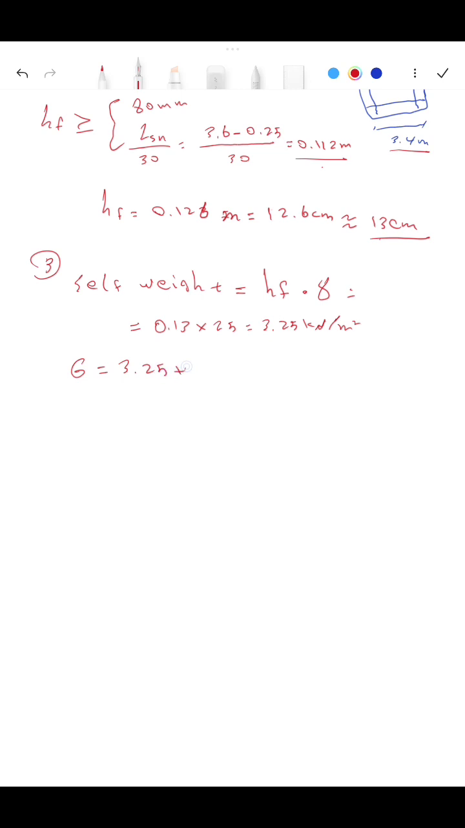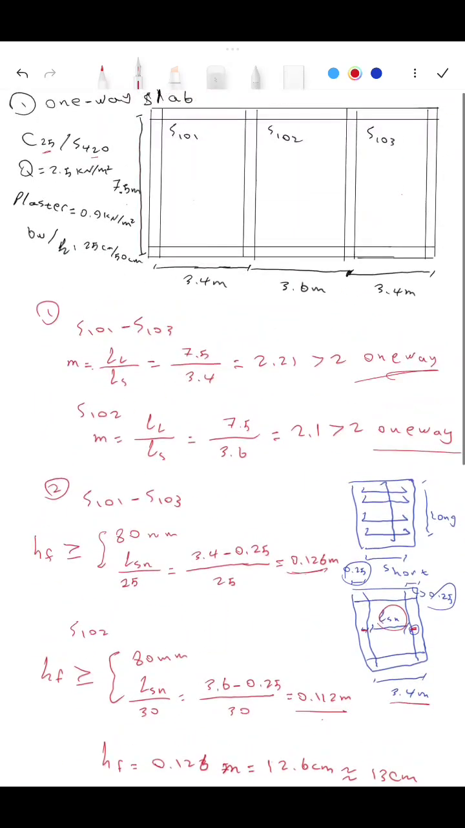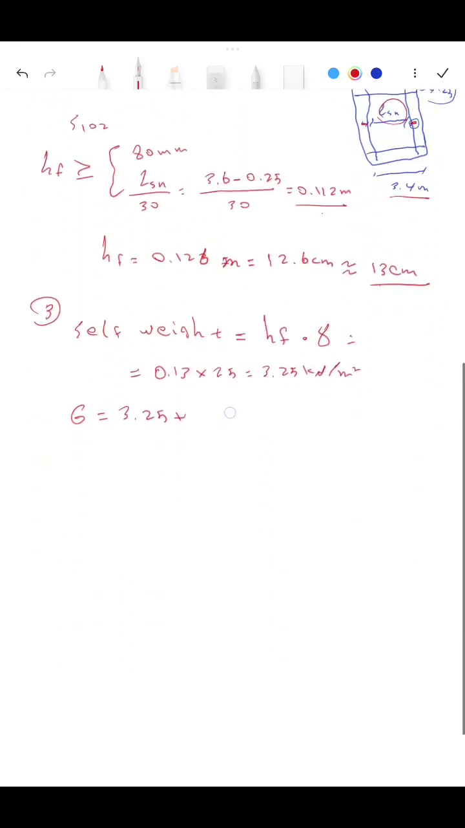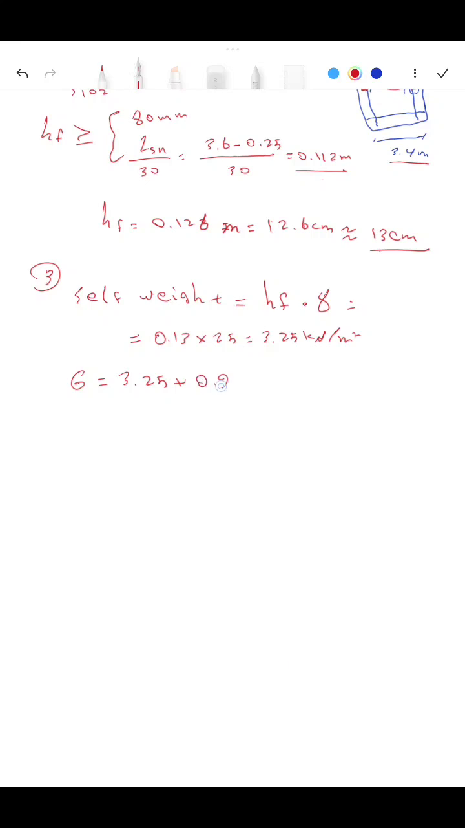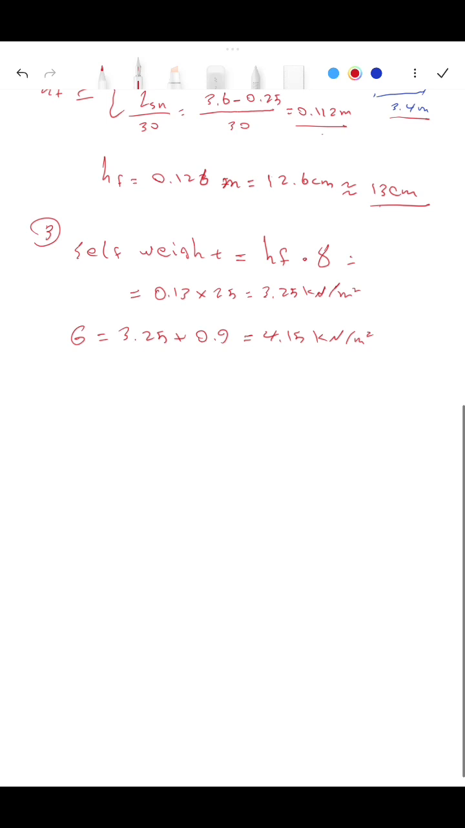3.25 plus what? Plus the plastering, any extra load that we have, the plastering 0.9. This will be 4.15 kilonewton per meter square. This is the G, and the Q we have it given from the question, 2.5 kilonewton per meter square.